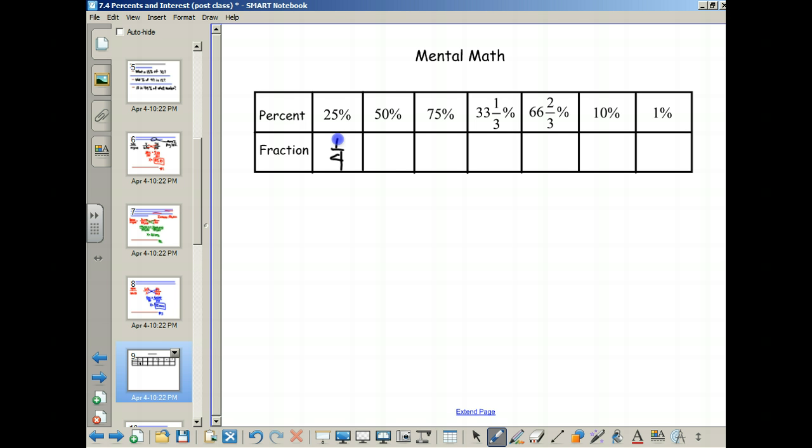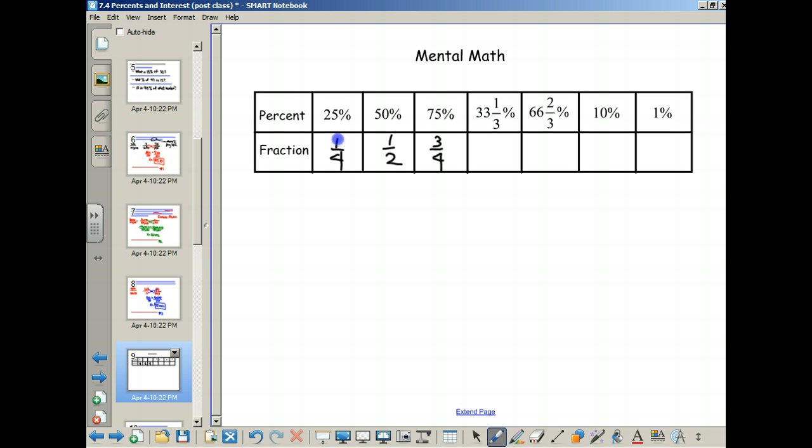How about 50%? That's 1/2, and 75%, that's 3/4. So every time I look at those percents and those fractions, I always think money. That's what my mind does. I think money. The next two are actually really nice as well.